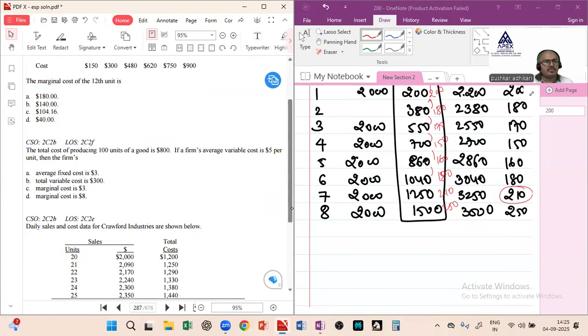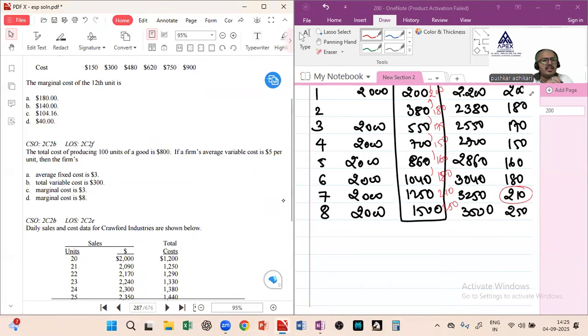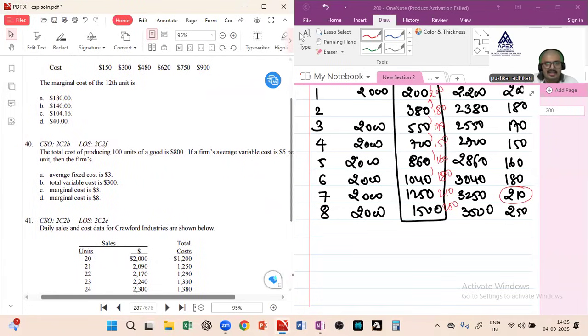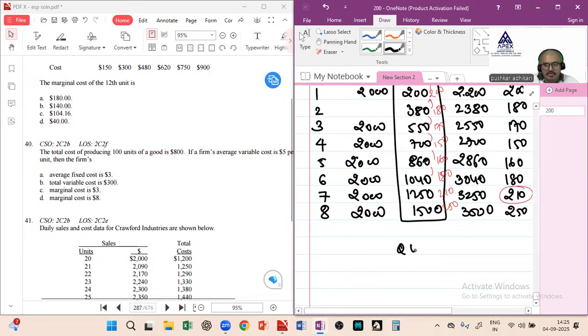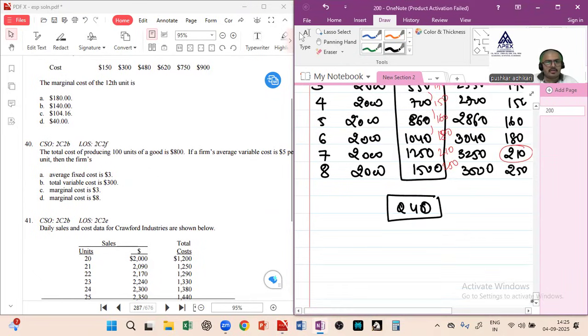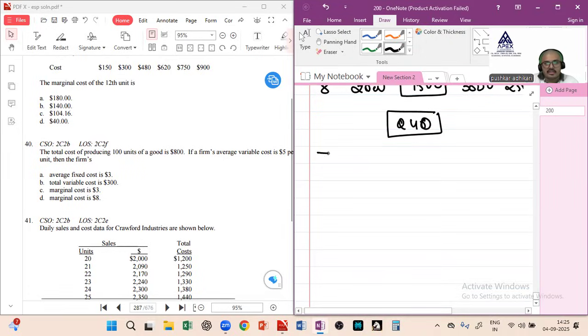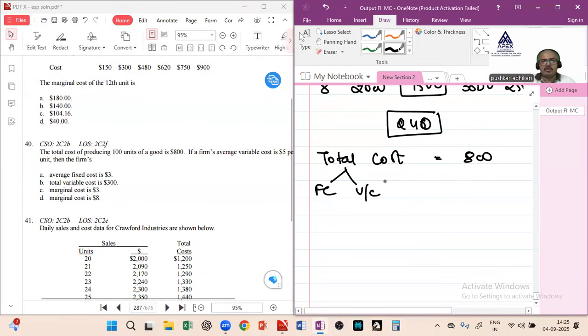The total cost of producing 100 units of a good is 800. Now this is a slightly unfulfilling sum for people who are in a hurry. Because if you are in a hurry, you will make a mistake over here. Now see over here. The total cost. Please try to understand. They are using the word total cost is equal to 800. So if it is a total cost, it will have both a fixed cost and a variable cost element.